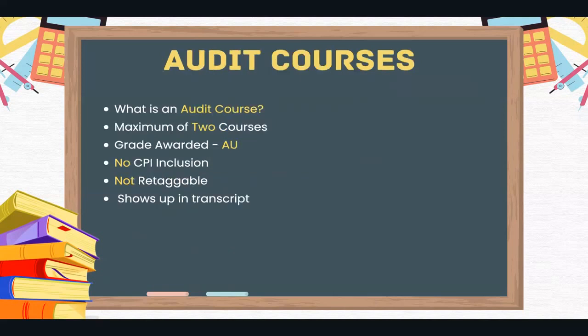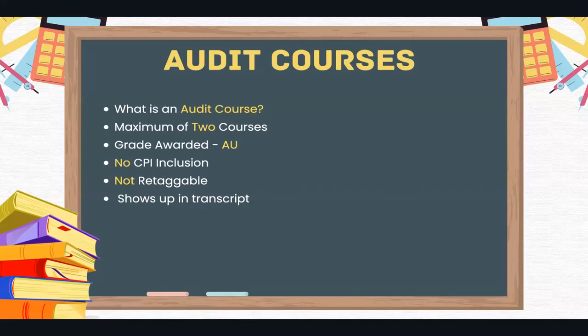What are audit courses? Audit courses are courses which you can take up without worrying about getting a letter grade for the same. So, what are letter grades? You know, right? An AA grade carries 10 grade points, and the AB grade carries 9 grade points. So, without worrying about getting a letter grade, you can take up an audit course in the institute. In the audit course, you can take a maximum of 2 courses, and the grade awarded to you would be AU.